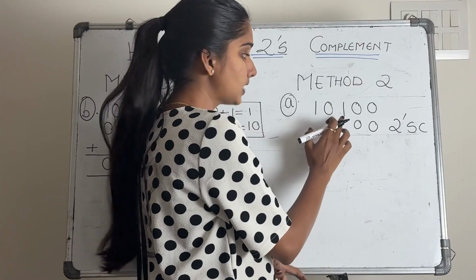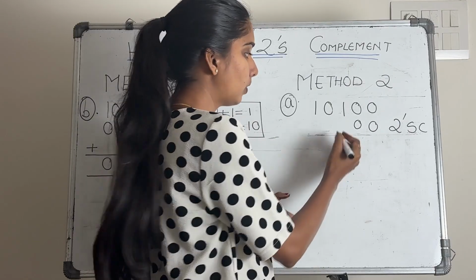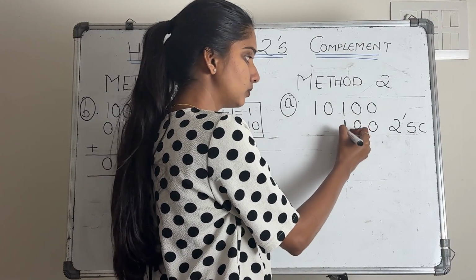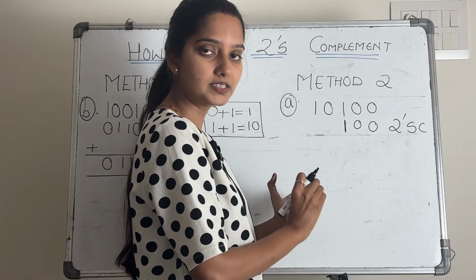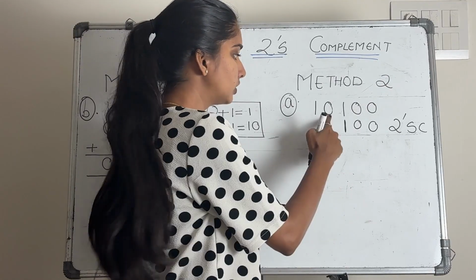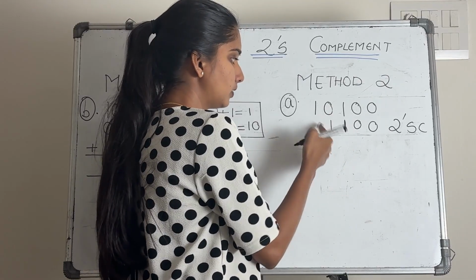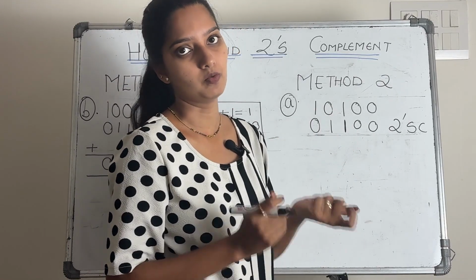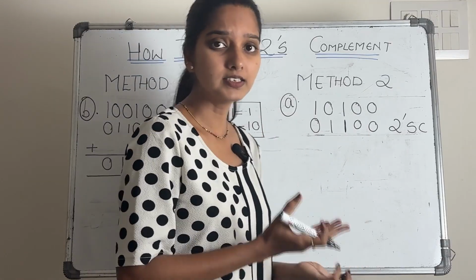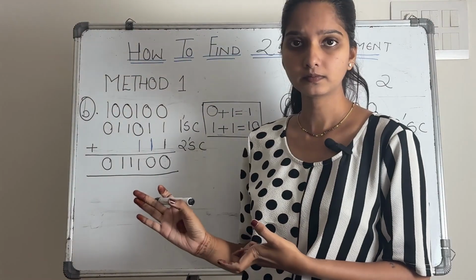Now what is happening over here? Here I have encountered what? 1. So that 1 also I am going to copy as it is. But after the 1, whatever number is there, you are going to take the ulta. So the ulta of 0 is what? It is 1. And the ulta of 1 is what? It is 0. This is how you need to find the 2's complement. This is far easier than method 1.